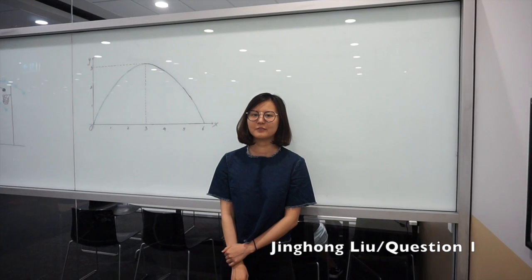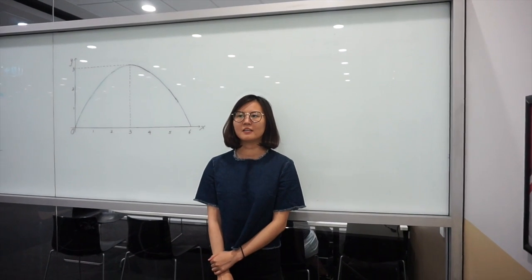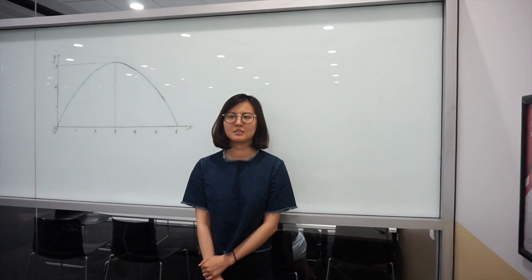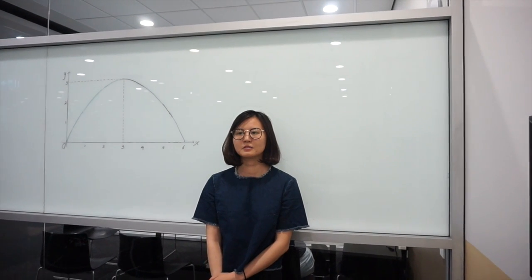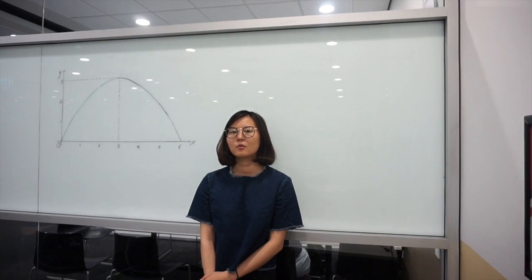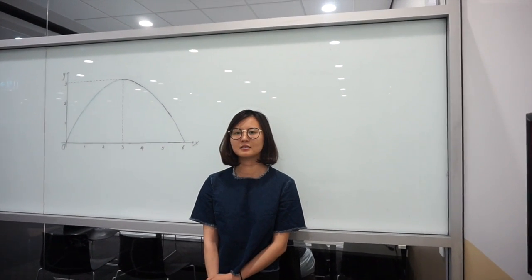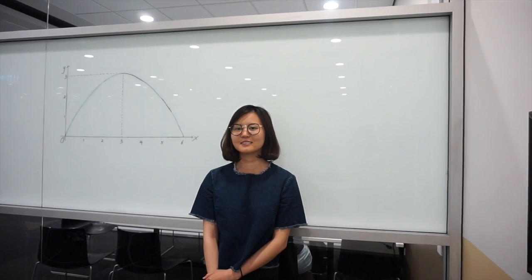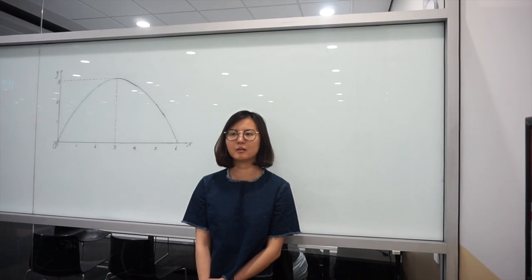Hi, I'm Jinhong Liu. Now let's see the question. There is a parabolic archway in the bridge. The distance between the top of the bridge and the water is 3 meters, and the span of the bridge is 6 meters. We suppose O is the origin, and then create a rectangular coordinate system. The first question is to find the equation of the parabola.